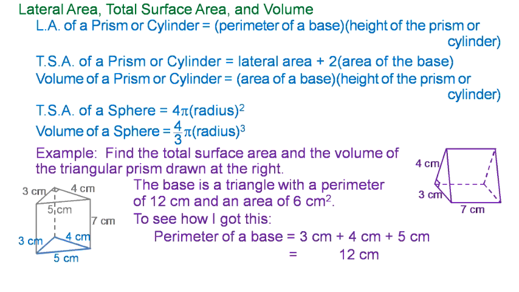I can now find the perimeter of the base of the prism by adding the lengths of the sides of the triangle you see outlined in blue here together, and so I can say that the perimeter of one of my bases must equal 12 centimeters.